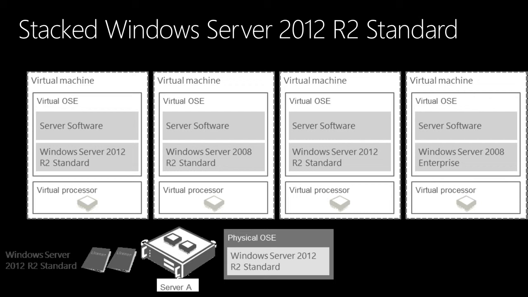If we needed to run 2008 or Windows Server 2012, we could also go through and run that here. So we could see that all of these are running as VMs, and we've got the ability to run 4 VMs here because the standard edition licenses that we've got stacked provide us with the rights to provide the 4 virtual OSEs.